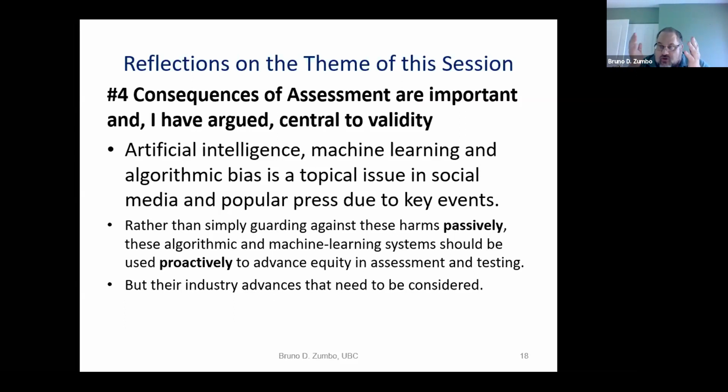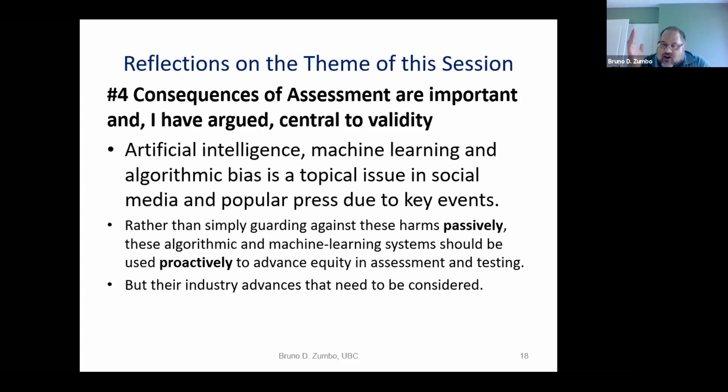Just because we've imposed an algorithm, algorithms can, particularly if they are used in a particular way, and by this I mean that not model-based, in my opinion unprincipled approach, have bias. I don't think there's any dispute that there is a discussion about algorithmic bias, and so we do need to be aware of it. And as we talk about in assessment generally, rather than simply guard against these harms passively, these algorithmic and machine learning systems should be used proactively to advance equity in assessment and testing.